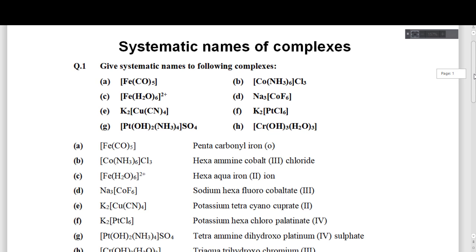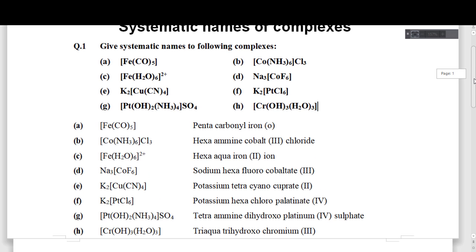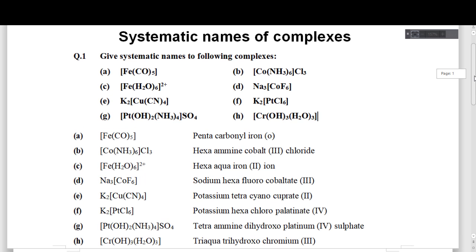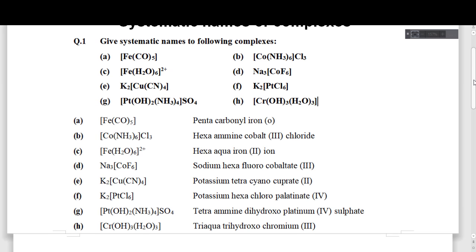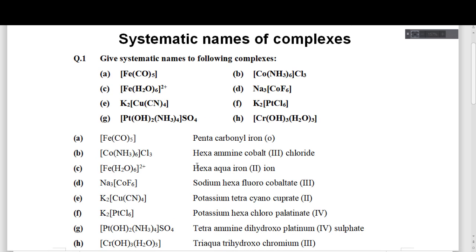Let's do some of the examples of the complex compounds, and we have to give them the systematic names. This question is from the exercise that gives systematic names to the following complexes. So while giving the systematic names, we have to remember the IUPAC nomenclature, and by following the rules of the nomenclature, we will be assigning these compounds their name.